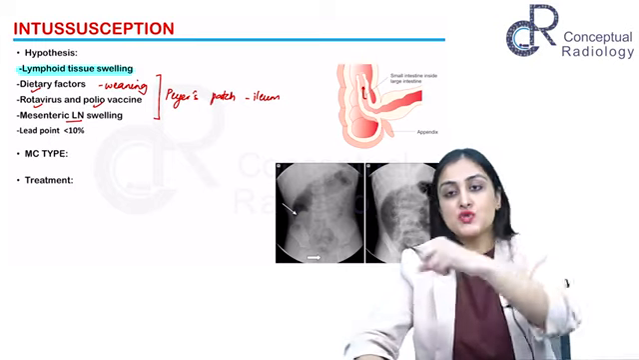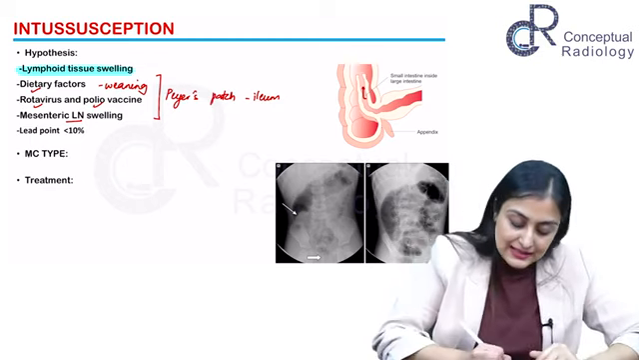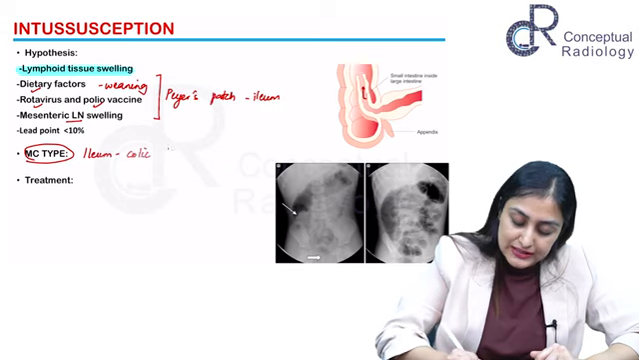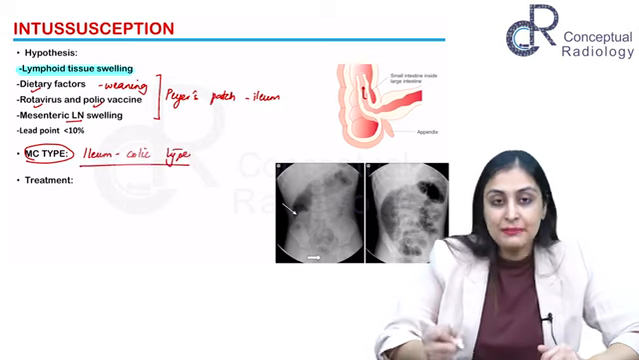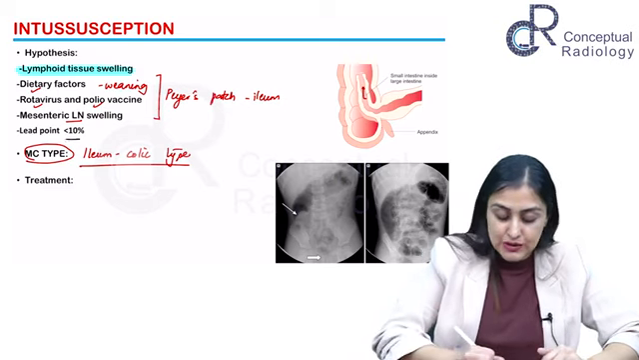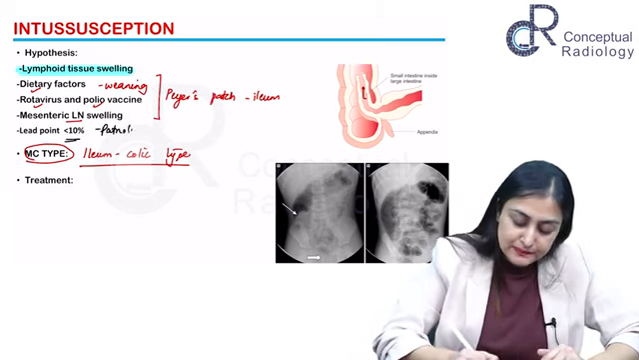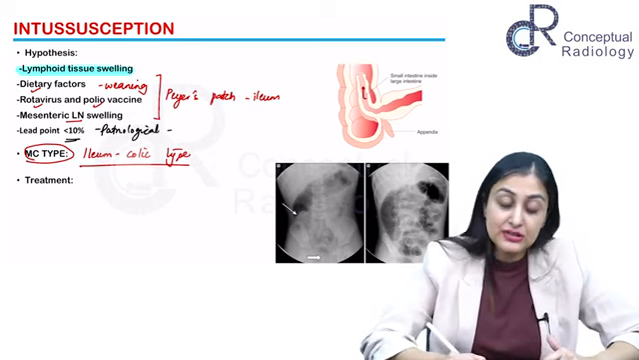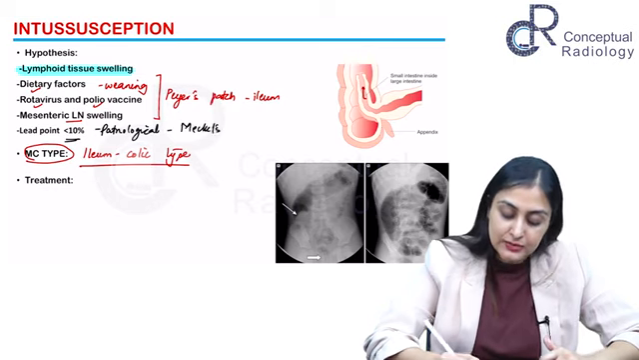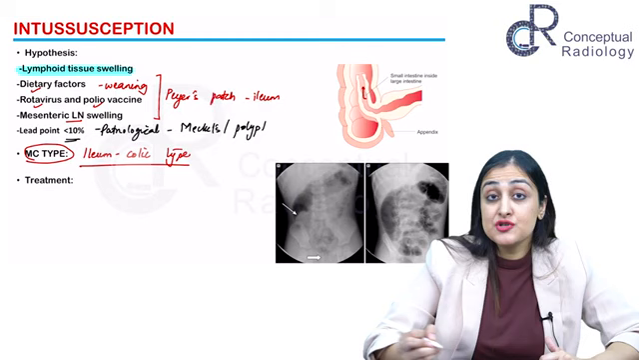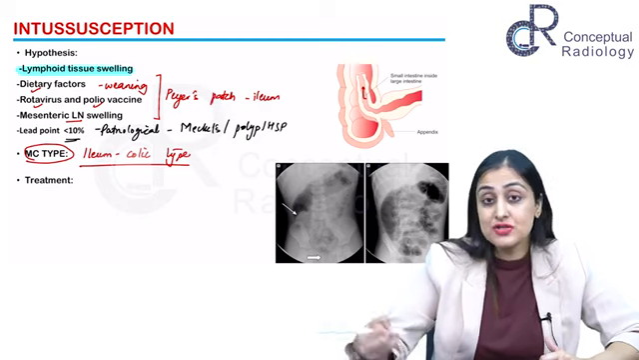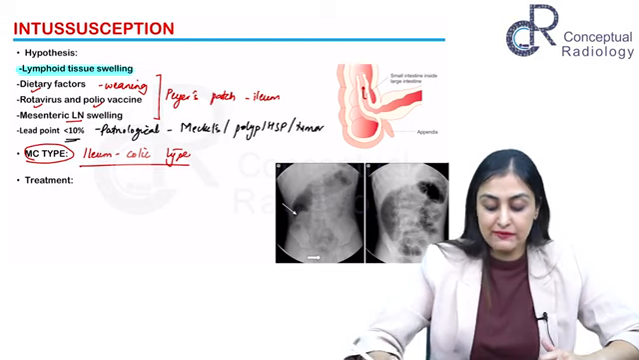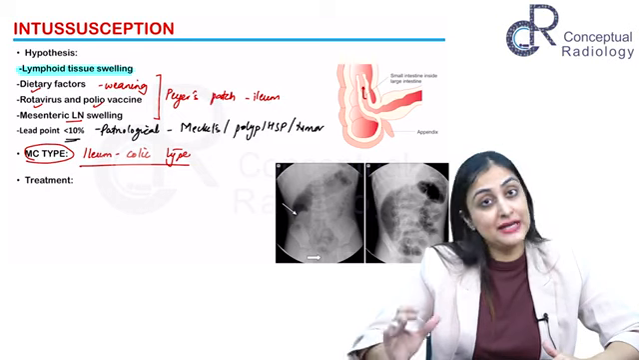It acts as a point which pulls the intestine inwards, and this is why it's frequently the ileum going inside the colon. So it's the ileocolic type, which is the most common type, and in around 10% of cases you can also have a pathological lead point, something other than just the Peyer's patches. A pathological lead point could be a Meckel's diverticulum or a polyp. In cases of Henoch-Schönlein purpura, you can have submucosal hematomas which can act as a lead point. You can also have a tumor here. So there are various pathological lead points.